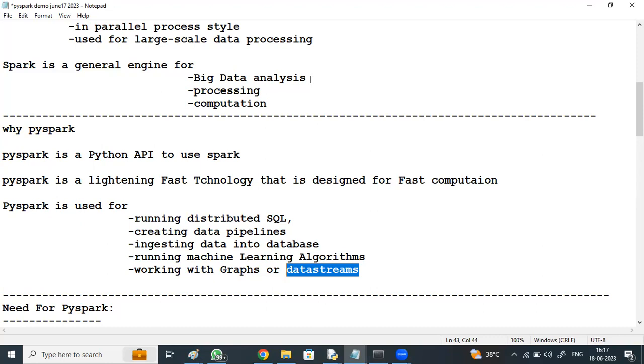At one side, the events keep on generating at a rapid speed. We need a very high speed processing technology to process the events at the same speed at which they are generated. So at one side events are generating, and at the other side the events are processed by using Spark, PySpark. Very high speed processing, and the need for PySpark.